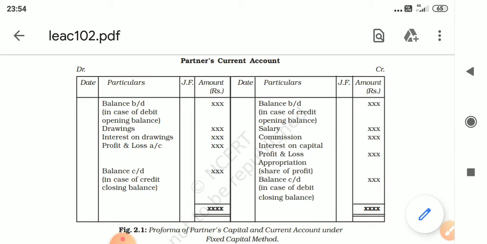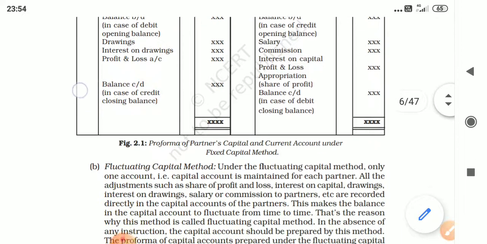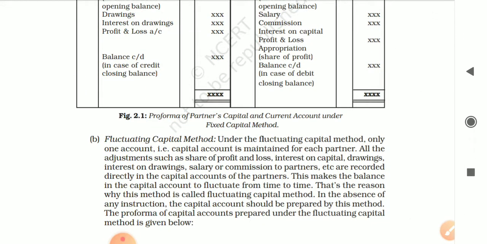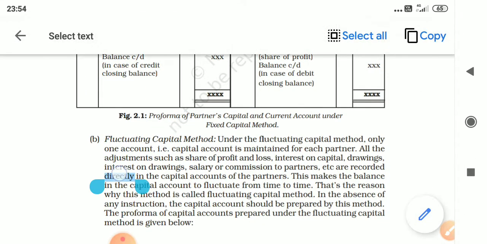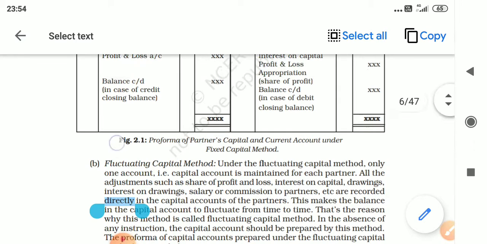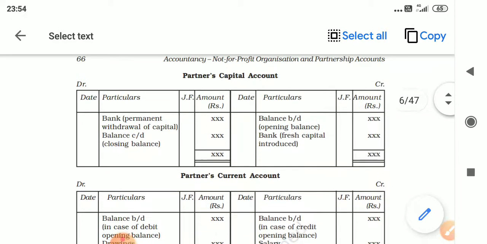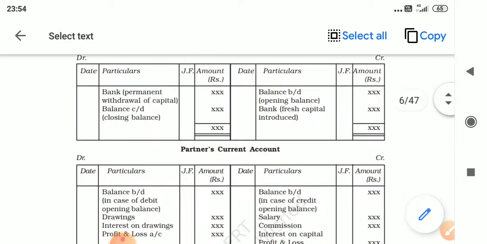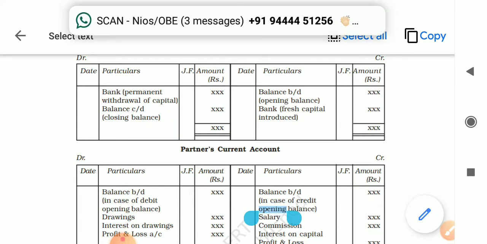So these are the two methods of maintaining partners capital account. The first one is fluctuating method, in which the opening capital balance and the closing capital balance fluctuates, changes every year because all the entries are passed through partners capital account. The second method is fixed capital method, in which the opening and closing balance remains the same as all the entries are passed through partners current accounts.